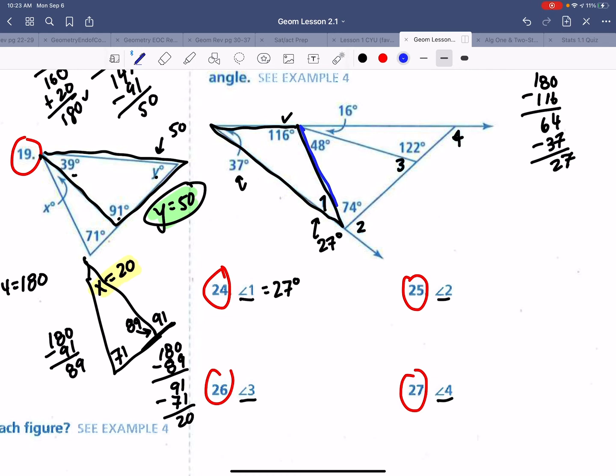And we have this triangle, right? We know two of the three angles, so we can solve for angle number 3. We just do 180 take away 48, and then take away 74. Oh, that was 58.